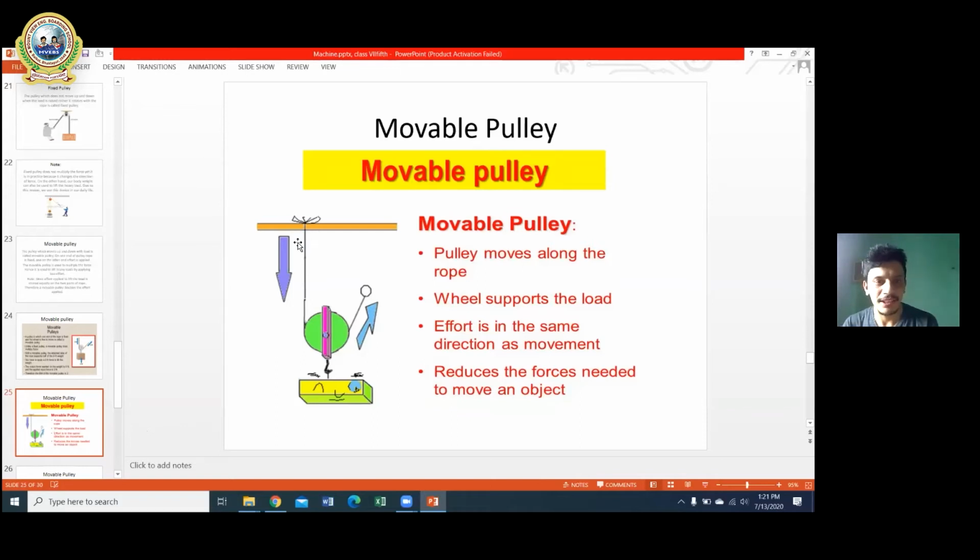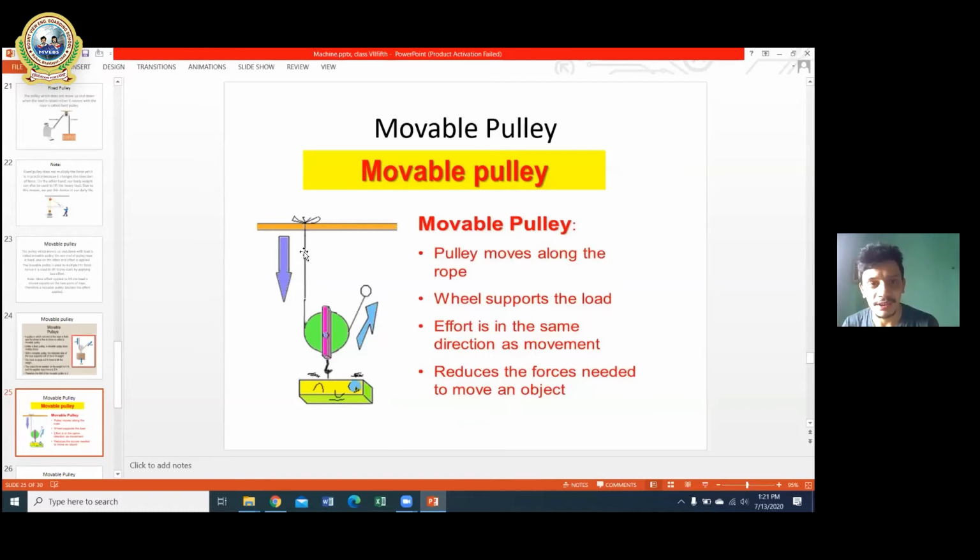The rope is tied and fixed, and it is tight, okay? Let's say if the load is 50 newton, you'll have to apply only 25 newton. Did you get the point? Yes, sir.